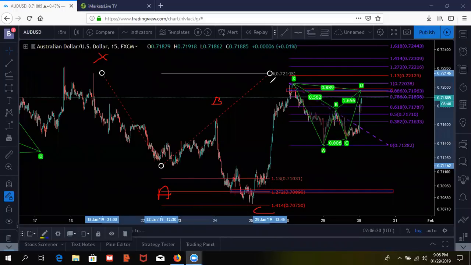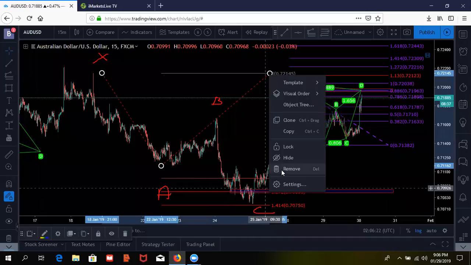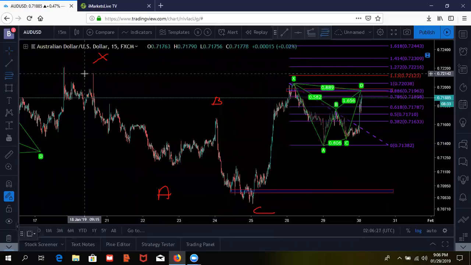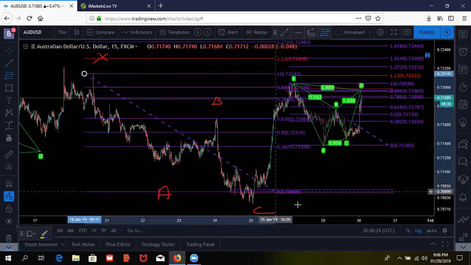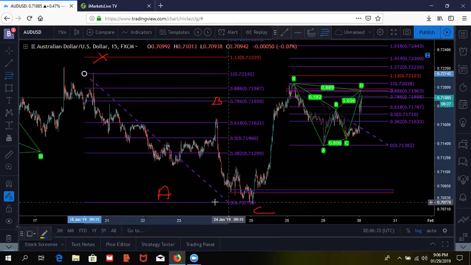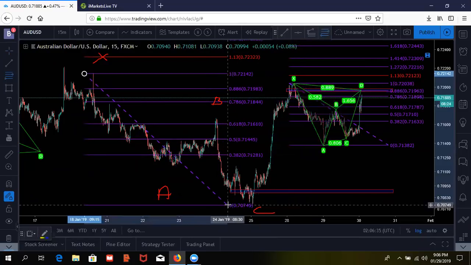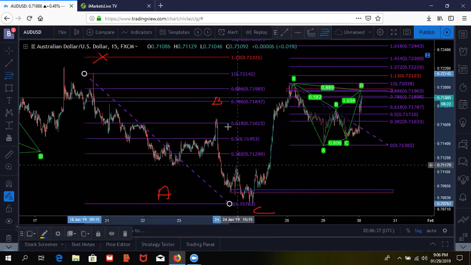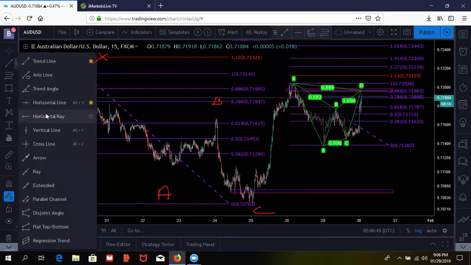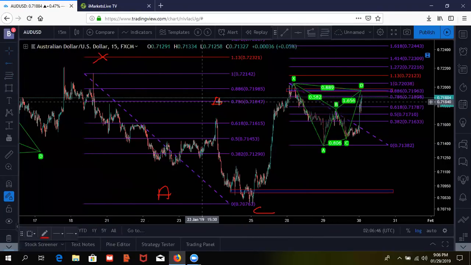And the completion of that move is at the 78.6. So if I take my fib from the entire move from X all the way down to C, let me go ahead and do it this way. X all the way down to C. Here's my 78.6. I'm gonna put a trend line right there, a trend line right here at this 78.6 level.